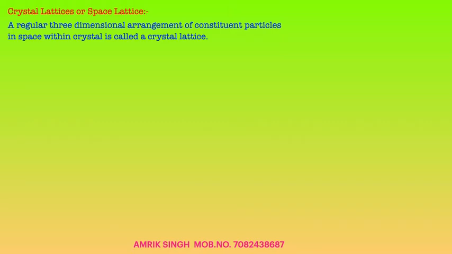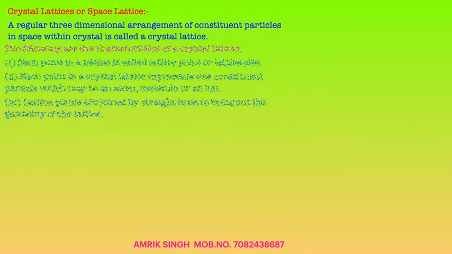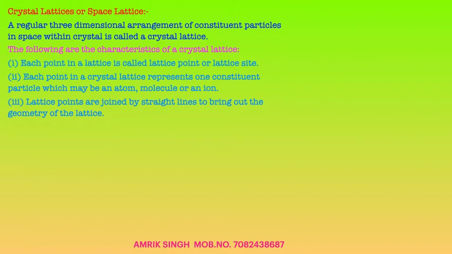Crystal lattice or space lattice. A regular three-dimensional arrangement of constituent particles in space within the crystal is called a crystal lattice. Means crystal lattice is the regular arrangement of atoms in three dimensions. Now, the following are the characteristics of a crystal lattice. Each point in a lattice is called a lattice point or lattice site. Each point in a crystal lattice represents one constituent particle, which may be an atom, molecule or ion. Lattice points are joined by straight lines to bring out the geometry of the crystal.